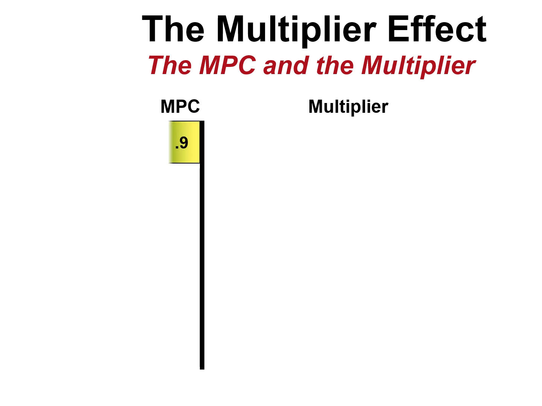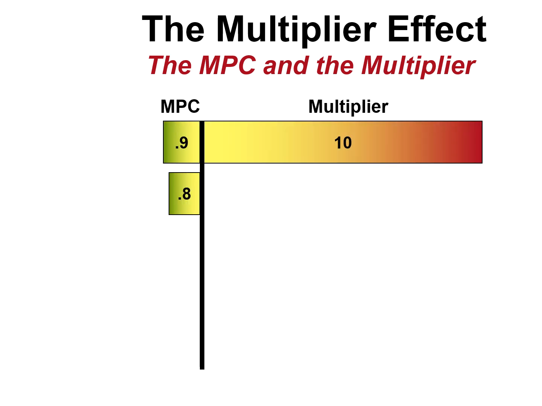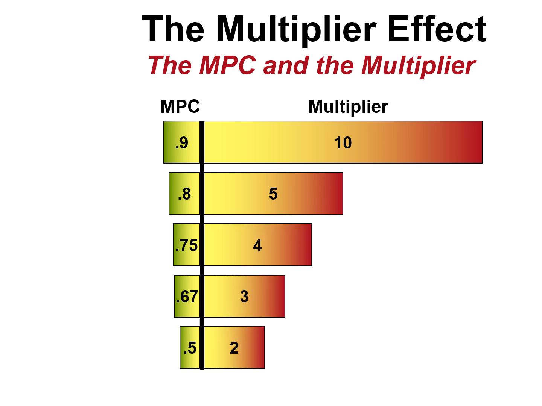Students generally aren't the greatest fans of math. This is our little multiplier cheat sheet. 1 over 1 minus MPC equals the multiplier. So if we take 1 over 1 minus 0.9, the multiplier ends up being 10.